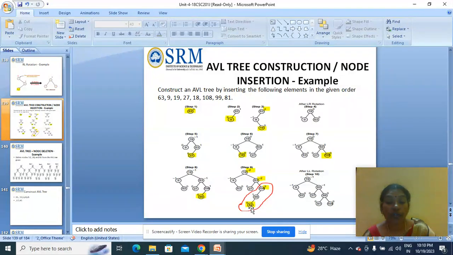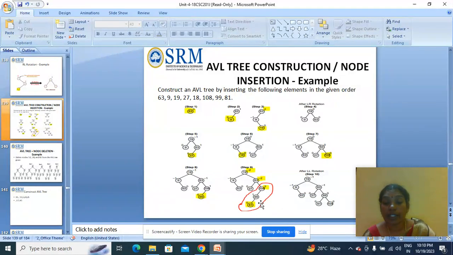After insertion of this 81, the tree is not balanced. These nodes have balance factors of minus 2 and plus 2, which is not valid. If the tree is imbalanced, to make it balanced we have to call a rotation, either a single rotation or a double rotation. Now in this case, it is a single rotation case.